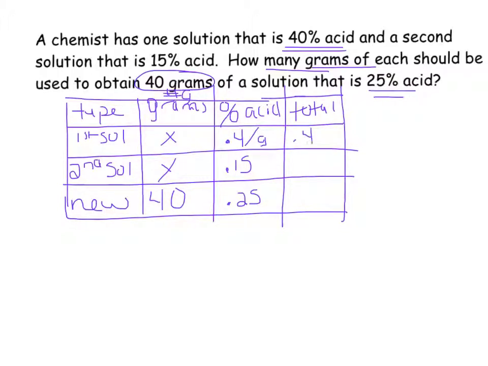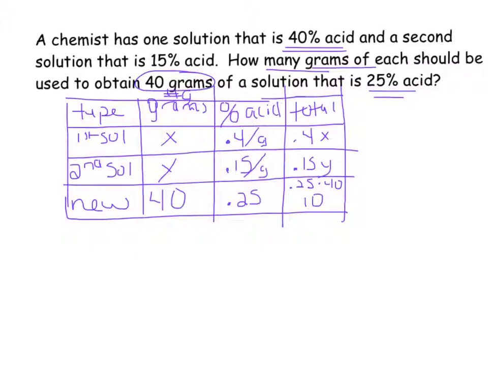So 0.4x. The second solution, the total of acidity from that solution is 0.15y because it was 15% per gram, and we don't know how many grams we have. And the new, and again, this is the one that people forget. We took the x times the 0.4 to get the total. We took the y times the 0.15 to get the total. So we have to take the number of grams times the percent to get the total of that. So 0.25 times 40, so 1/4 of 40 is 10.